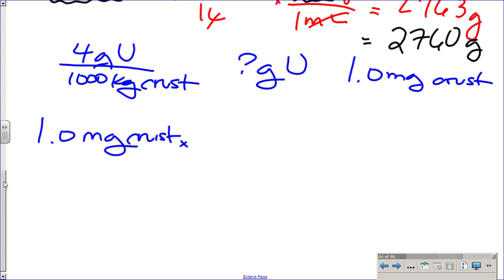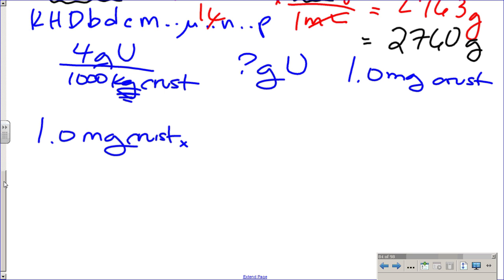Okay, you want to go straight to kilograms? I'm good with that. Why are you going straight to kilograms? Yes. You see, that's the only thing you have to deal with, right? You've got to get to kilograms before you can even use that conversion factor. So in your mind, you're going, King Henry died by drinking chocolate milk, micro, nano, pico. Okay, so milligrams to kilograms.